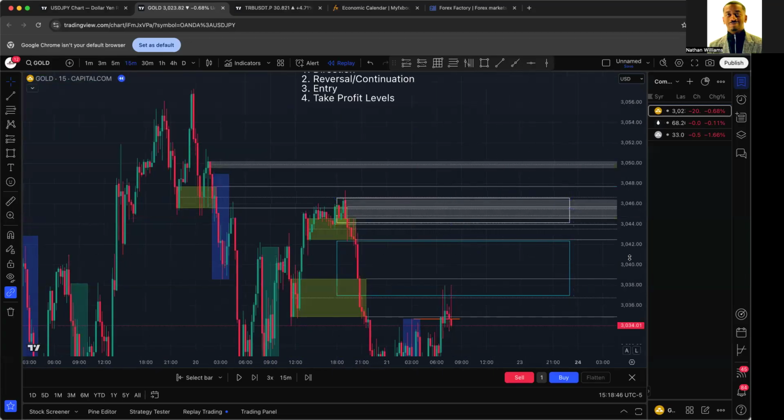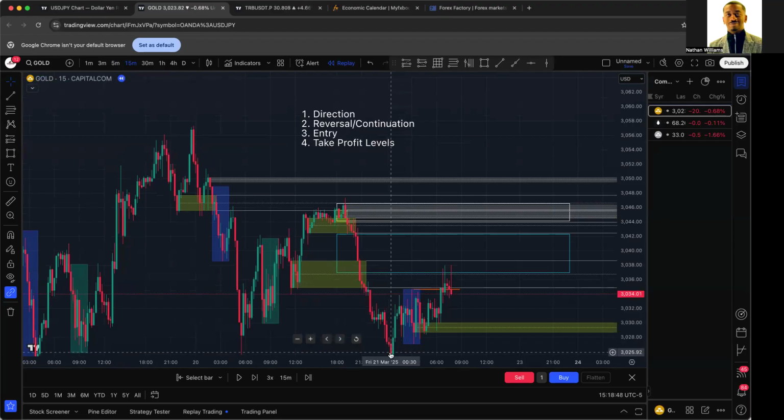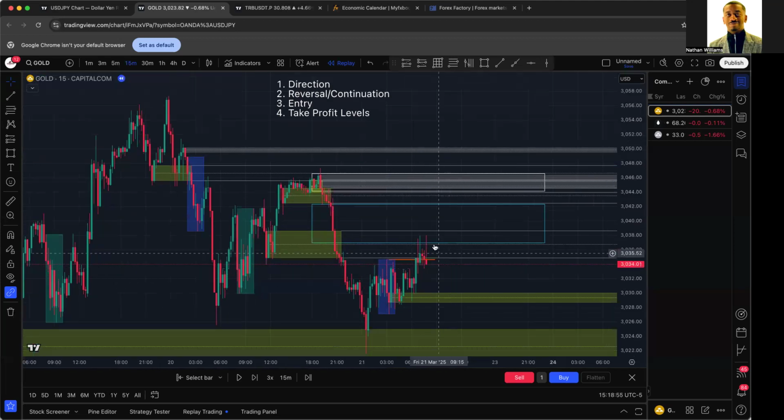We had price close lower. We had a pullback, and now we're looking for what? I'm expecting continuation on this trade. Yes, we've already seen the trade, but I'm expecting continuation because guess what? The trend has already been identified as a sell.